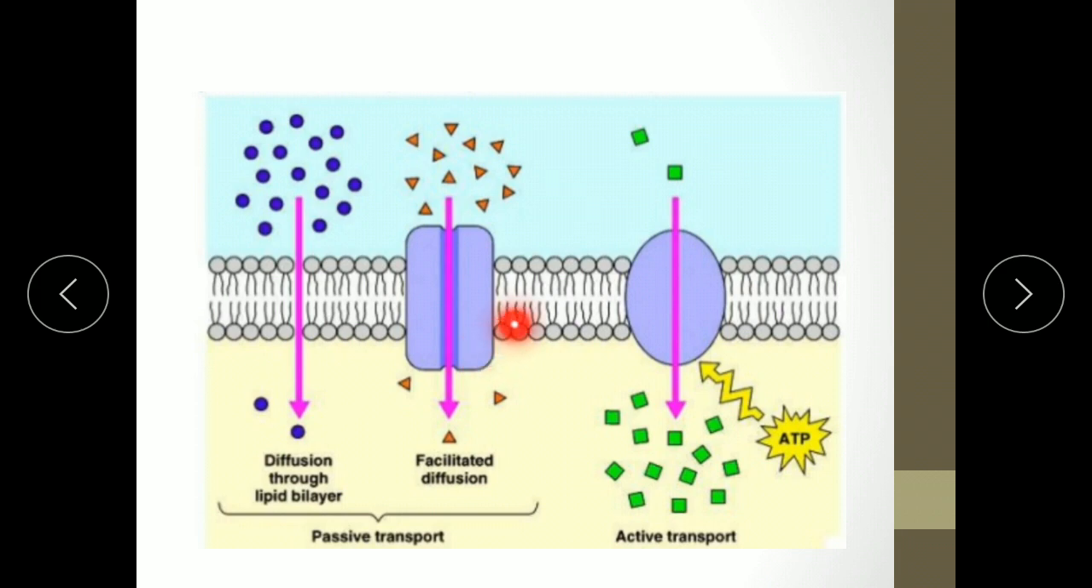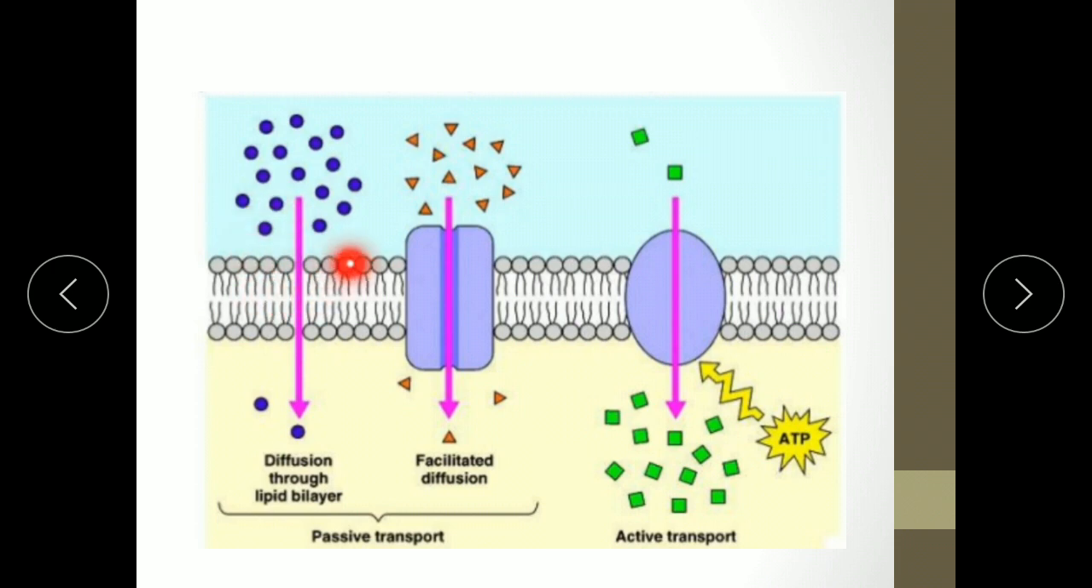Now these are the specific transmembrane integral proteins which help the facilitated diffusion. It does not require energy like passive diffusion, and it helps to transfer some molecules or ions which are not transported through the passive diffusion.